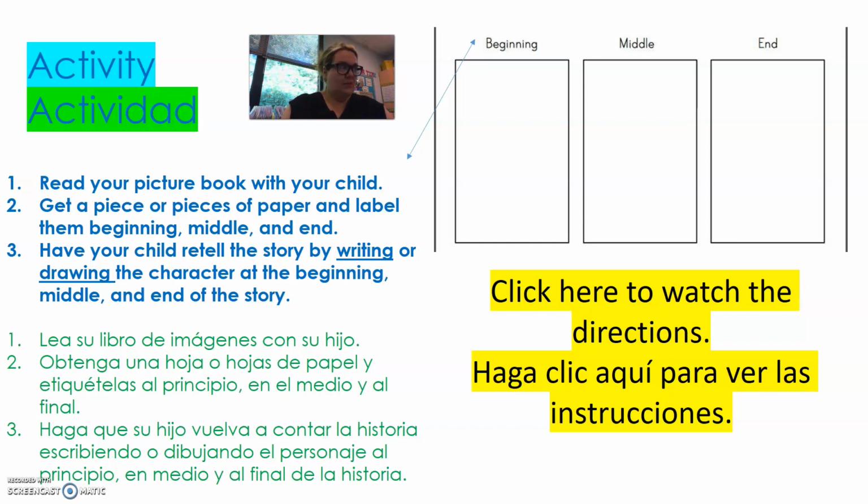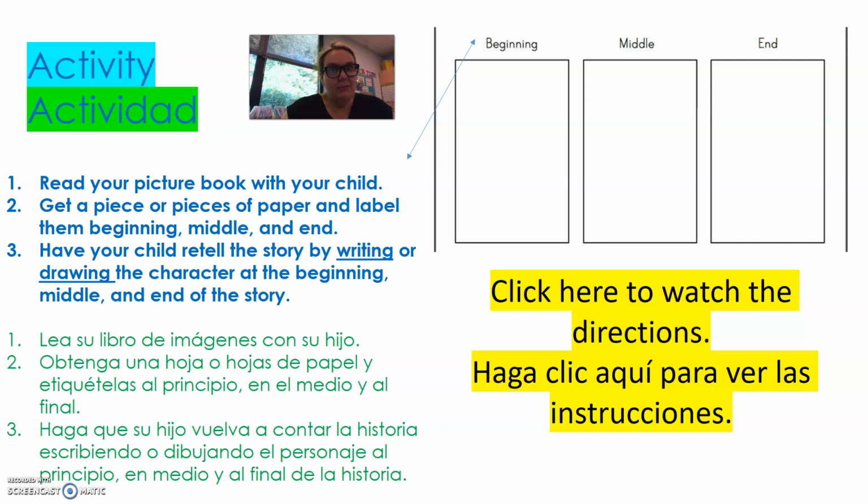It's up to you. You can do it on a piece of paper. You can do it on your lined paper. It doesn't matter as long as you do it. Give it a try. You're going to draw a picture of your character. Who is the most important person in your story? At the beginning, the middle, and the end.